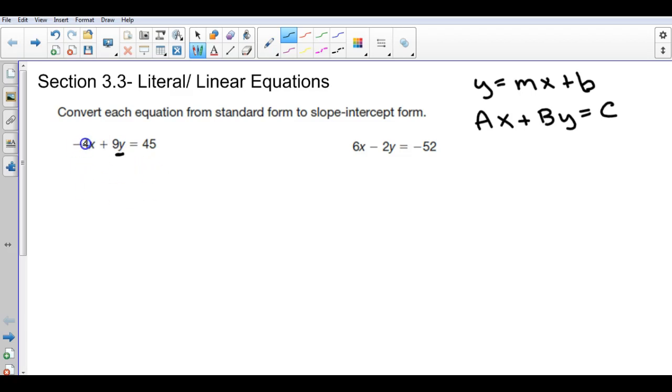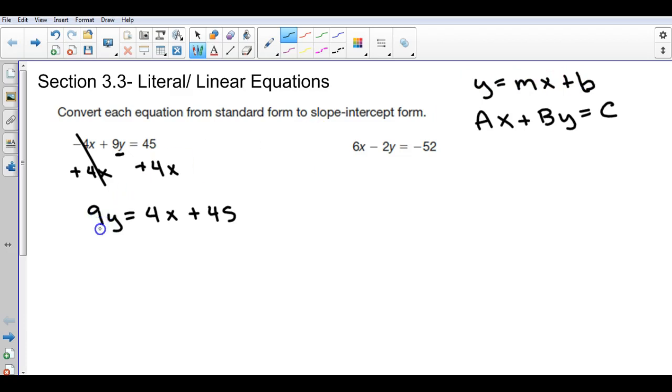So notice how this is a negative 4x. What you're going to do to bring it over is just add 4x to both sides. If you took negative 4x and added 4x, it would go away, and I'm left with 9y equals positive 4x plus 45. And notice how I also wrote the part with the x first before the constant 45, and that's because of y equals mx plus b.